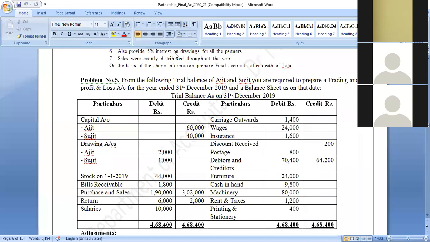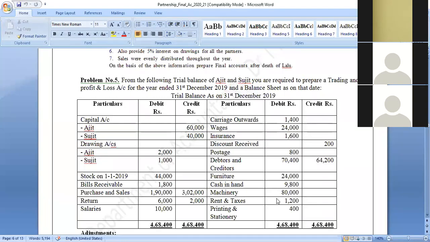The debtors 70,400. This debtors we have to show balance sheet, asset side. Creditors 64,200. We have to show balance sheet, liability side. Furniture we have to show balance sheet, asset side. Cash in hand we have to show balance sheet, asset side. Machinery, balance sheet, asset side.